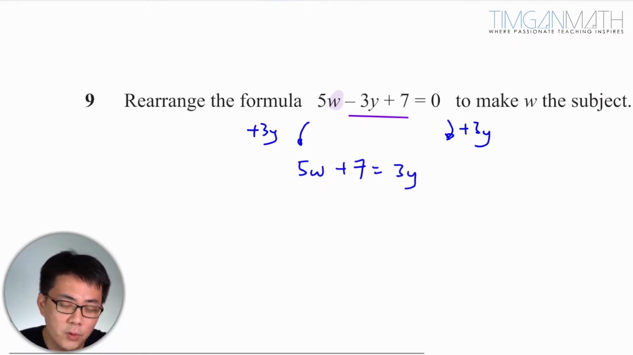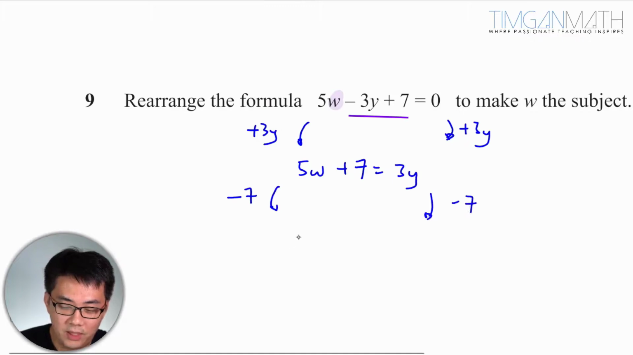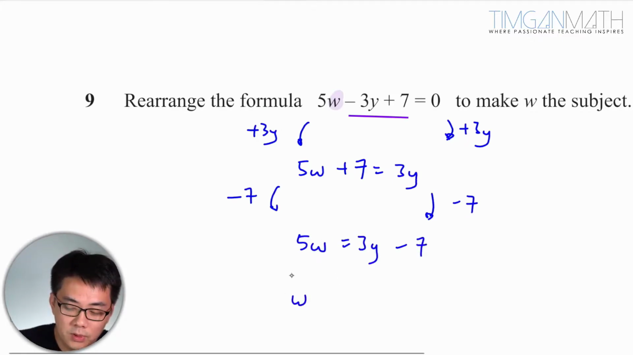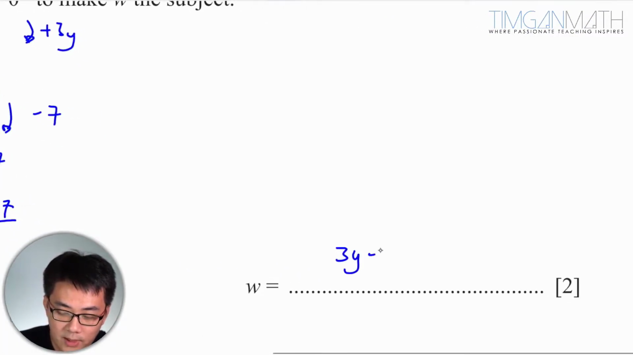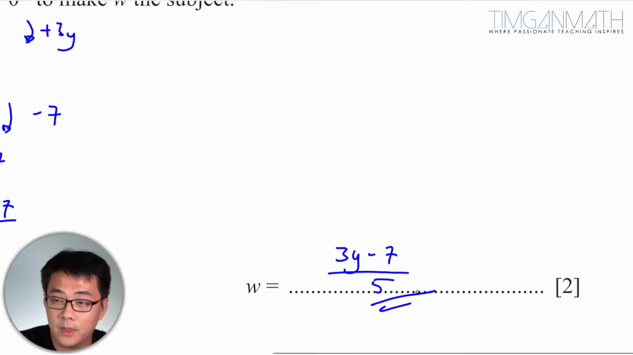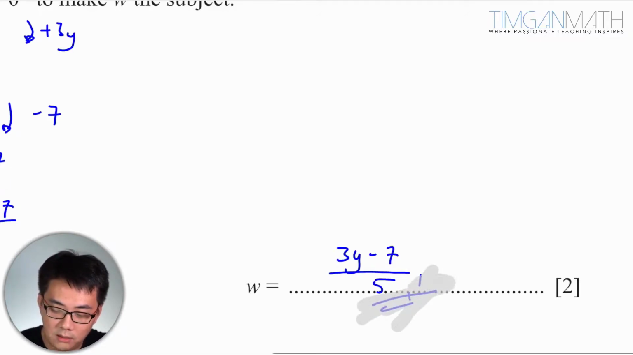Okay, for those of you who are faster, you can actually just minus 7 straight. It's okay. So this is minus 7 as well. So 5w equals 3y minus 7. w will just be divided by 5 both sides, and you will get 3y minus 7 divided by 5. Very quickly, so it's 3y minus 7 divided by 5. Okay, so that is how you do this part here.